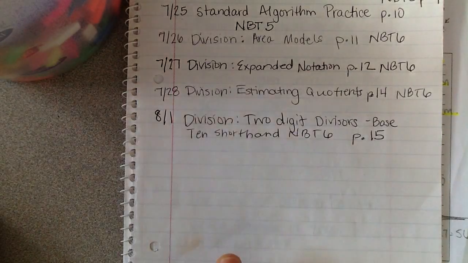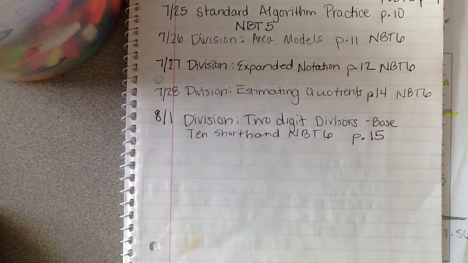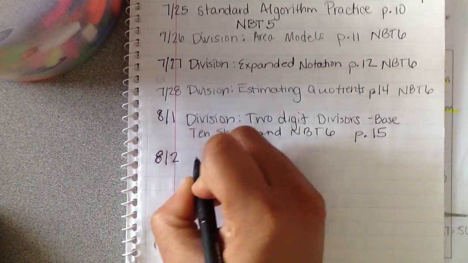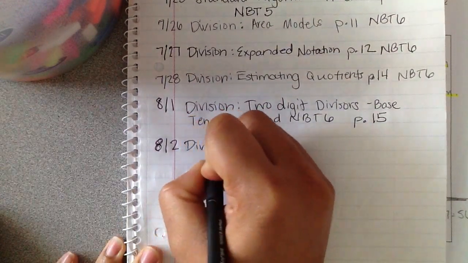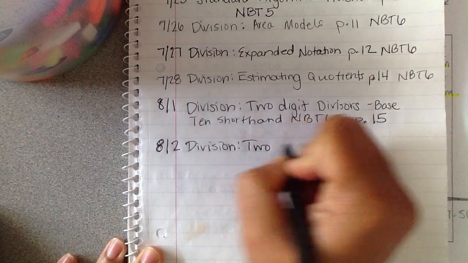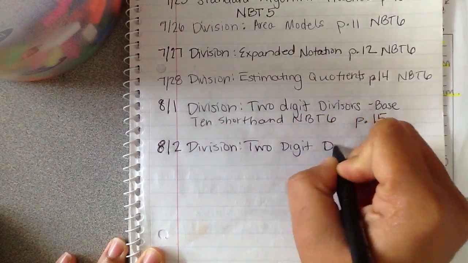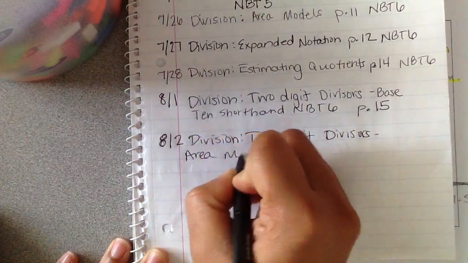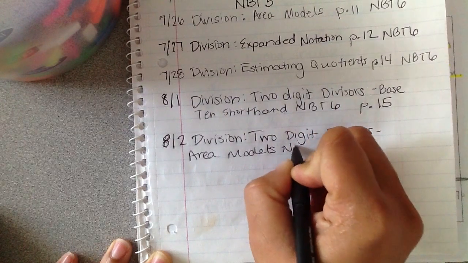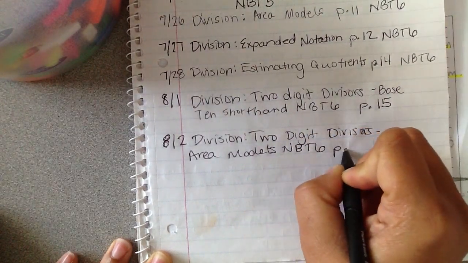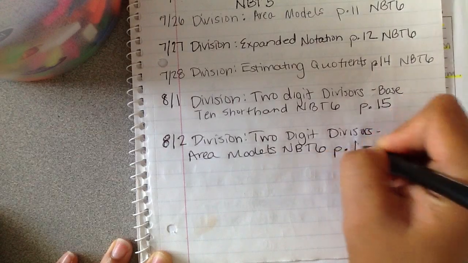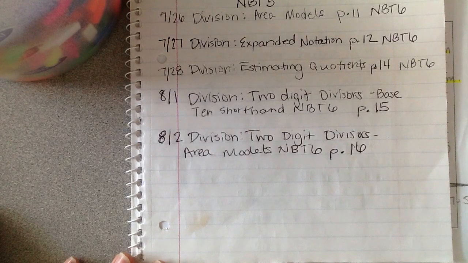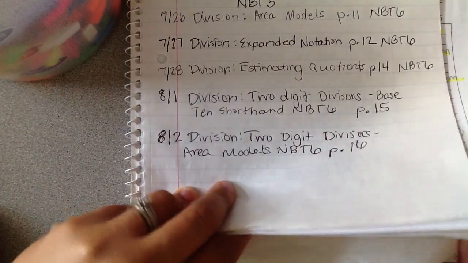Today we're going to talk about dividing with two-digit divisors using area models. This is another strategy for two-digit divisors. Write the date in your table of contents: division, two-digit divisors, area models. This is MBT 6, page 17, or 16 for me. Okay, we're going to go ahead and get started.